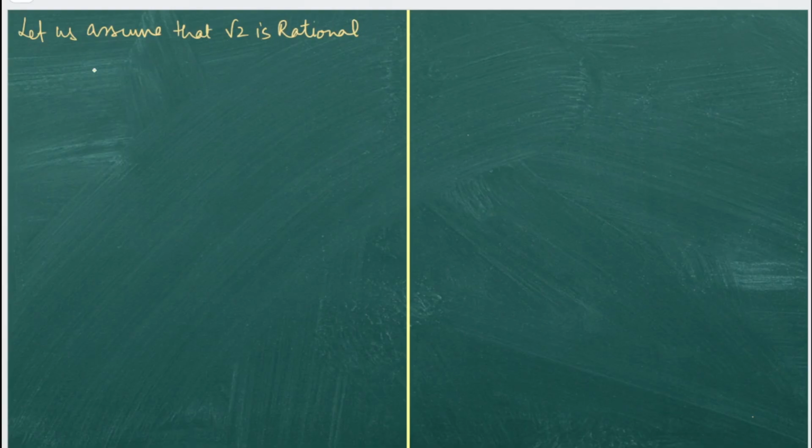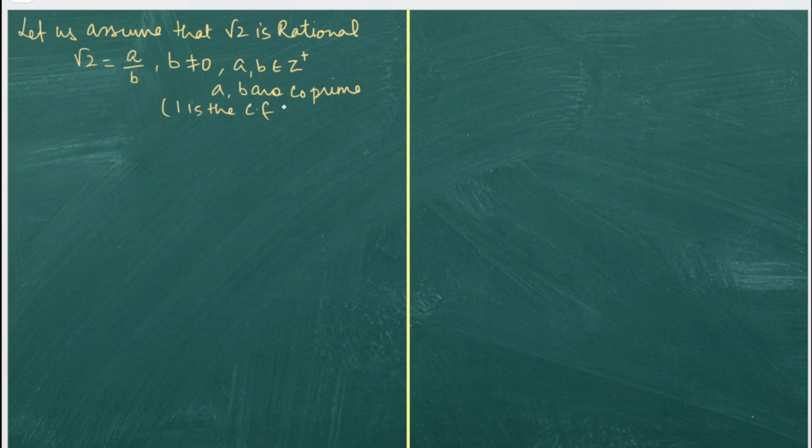If root 2 is rational, then root 2 can be written in the form a over b, where of course b should not be equal to 0. a and b are positive integers, and at the same time a and b are co-prime. Now when we say co-prime, it means the only common factor which a and b have is 1. So 1 is the common factor of a and b.